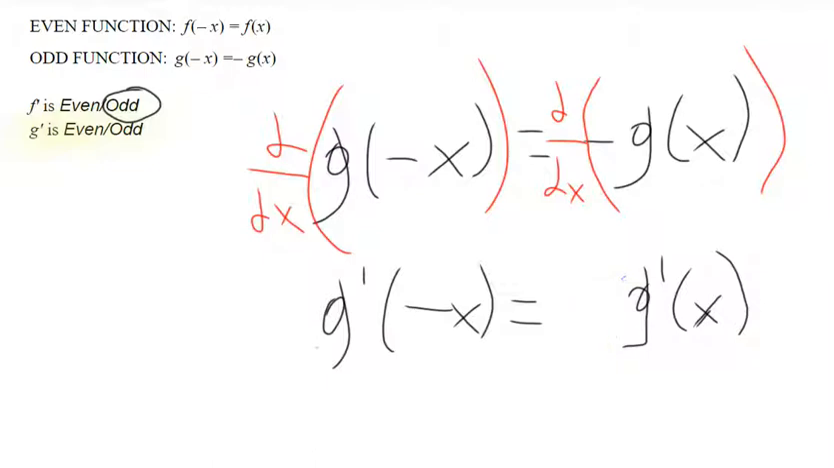And this is precisely the definition of an even function. It's the same whether you put in the negative or the positive input. So our conclusion is that the derivative of an odd function is even.